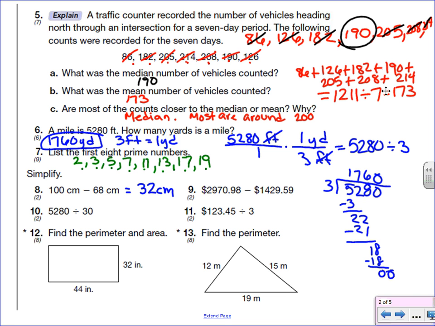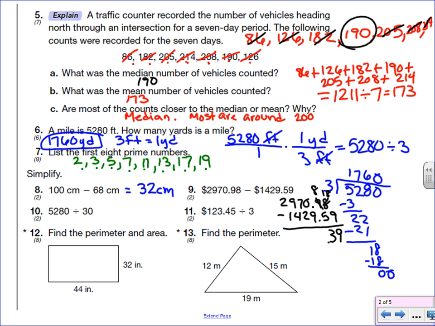Number 9, that big number. So I have 2970.98 minus 1429.59. Can't subtract 9 from 8, so I have to borrow. That becomes 18. 18 minus 9 is 9. 8 minus 5 is 3. Keep the decimal point where it is.